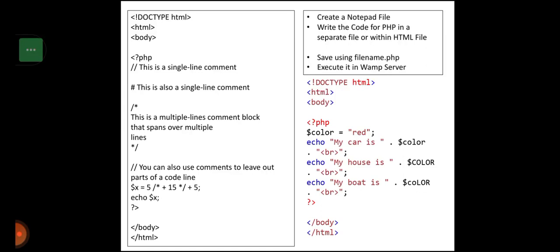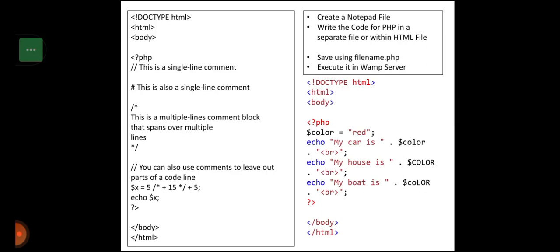How can we create a PHP file? First of all, we can create a notepad file. Then we can add the HTML code. Then you can add PHP code into it. Then you can save it with the extension .php, that is, filename.php. Then you have to execute it in the WAMP server.